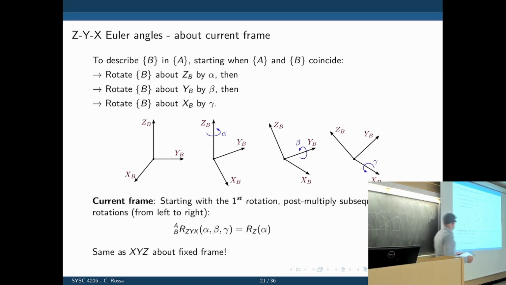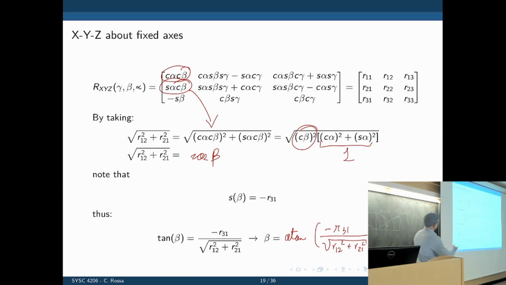So to get to the same equation, we start with the first rotation that now is rotation around Z, and we post-multiply the subsequent rotation. So it's first RZ, then RY by beta, then RX by gamma. Right, and then it yields the same rotation as before, the same equation. So this gigantic equation here holds for both of these conventions.